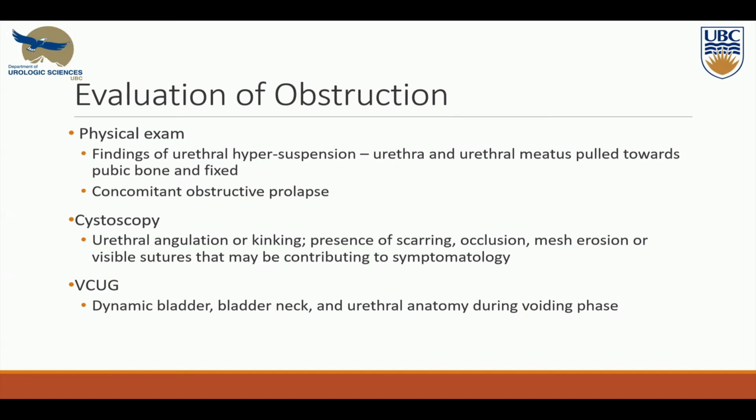They may also have some obstructive prolapse present as well. On cystoscopy, these patients may have increased urethral angulation or kinking. You may see some scar tissue or even mesh erosion as well. In terms of appearance on voiding cystourethrogram, you may see some evidence of obstruction there.